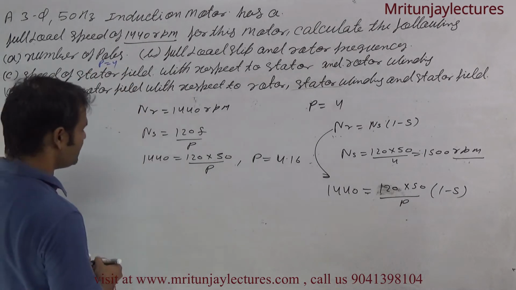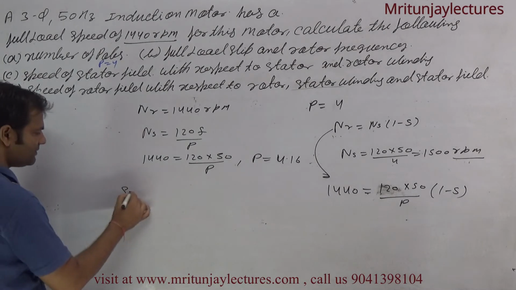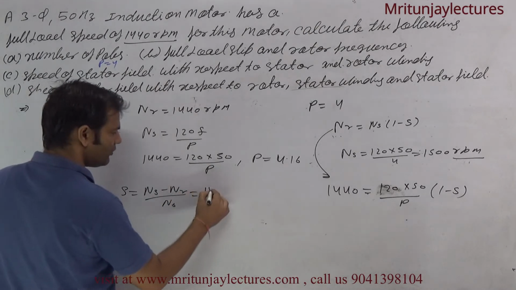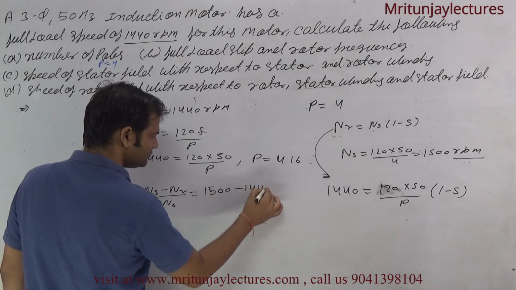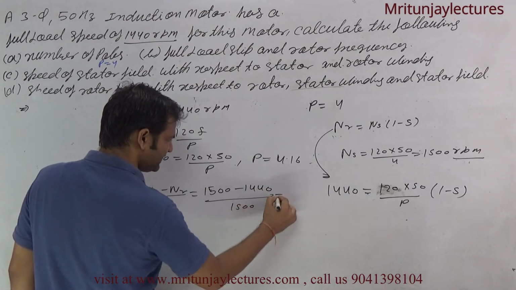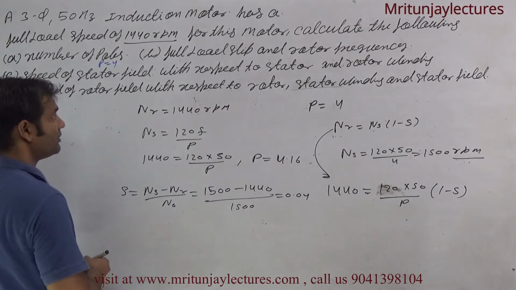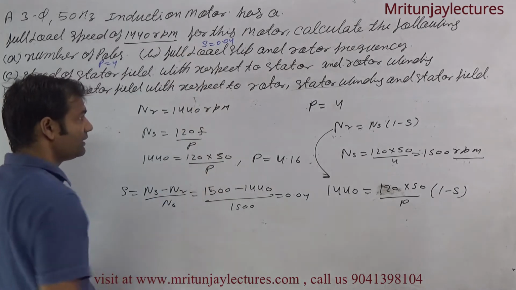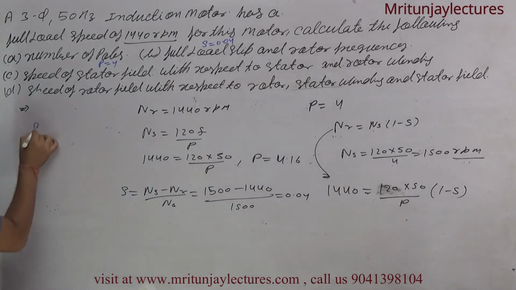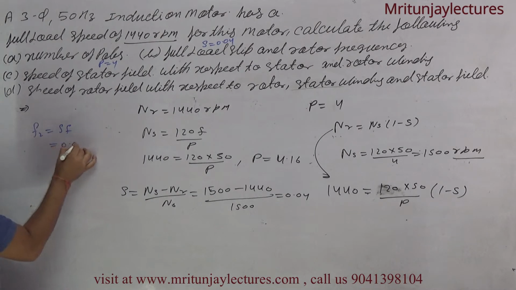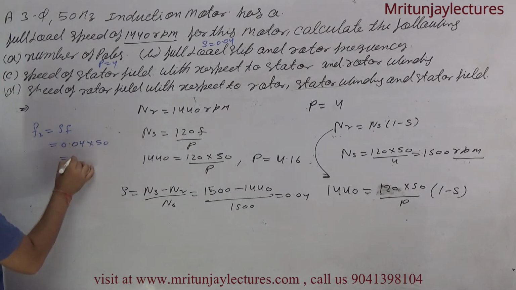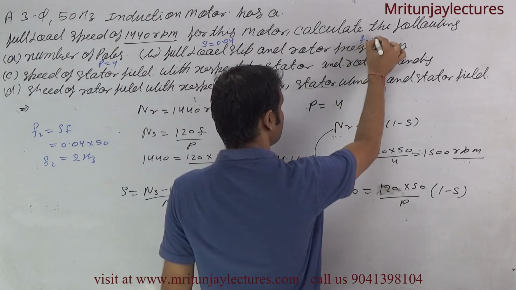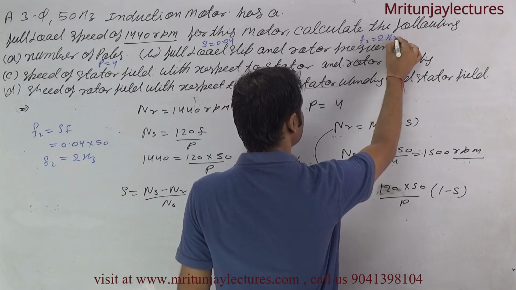Clear? Full load slip. What about slip? I know that S is equal to (Ns minus Nr) divided by Ns. So that is 0.04. So full load slip. Okay, and rotor frequency, I know that rotor frequency F2 is equal to S into F, so that is 0.04 into F, F is 50 Hz, that is 2 Hz. Clear? So rotor frequency F2 is basically 2 Hz.